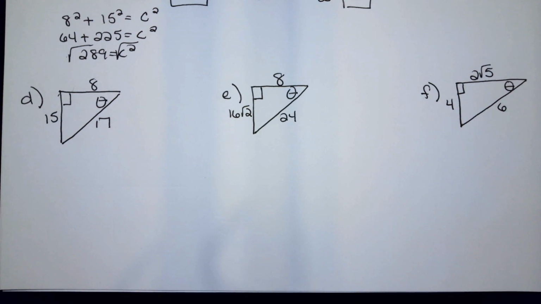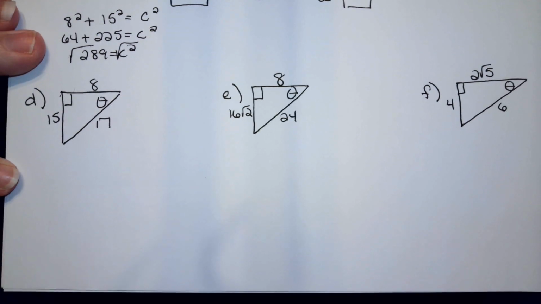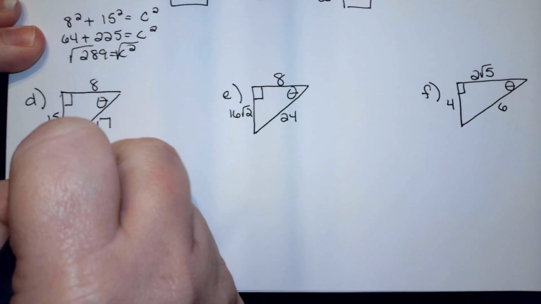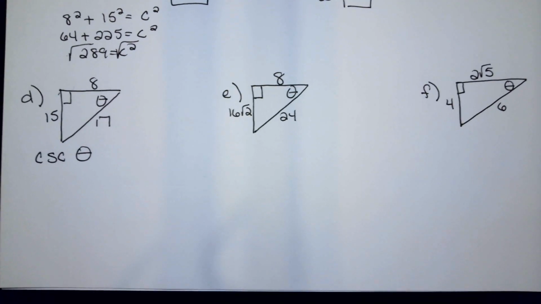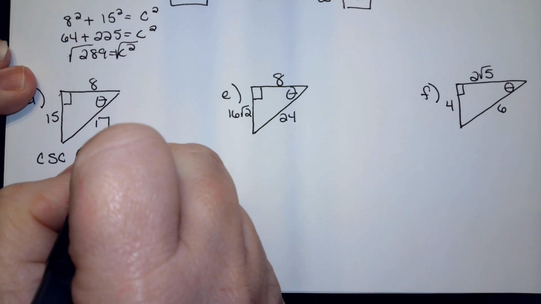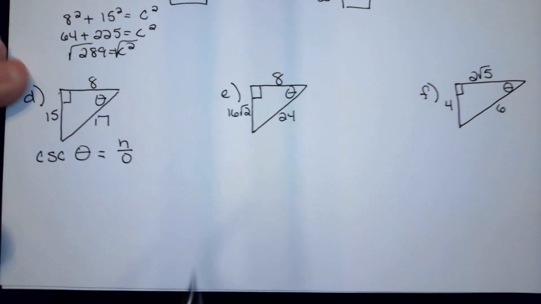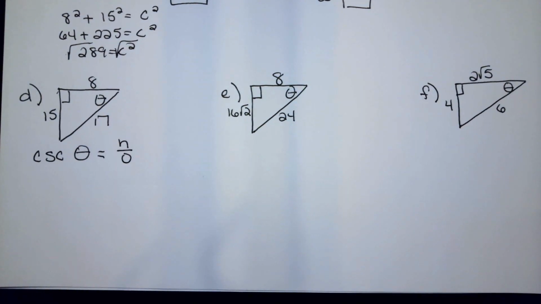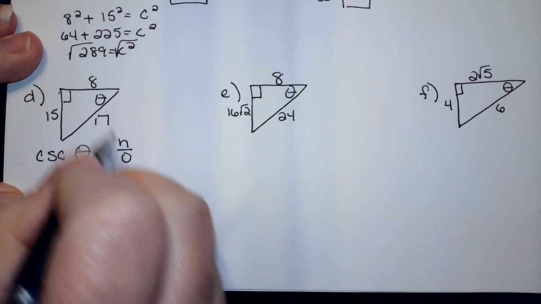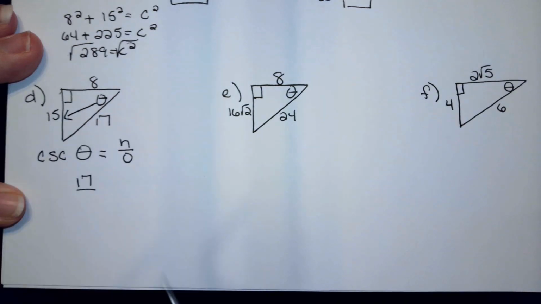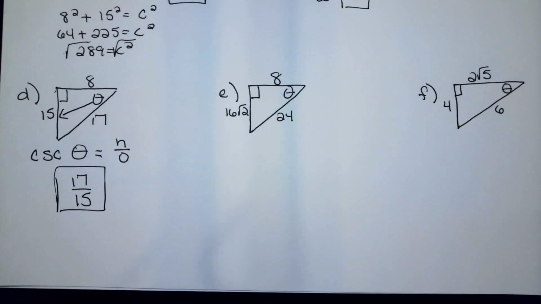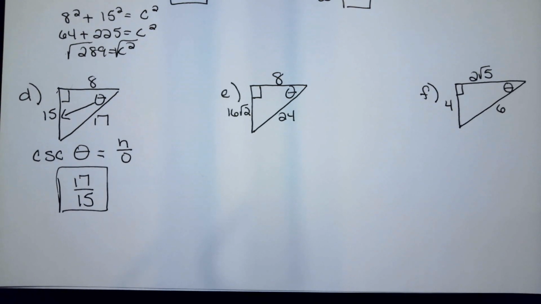All right, so let's come in here and look at these three problems. All right, let's say in D, they asked us to find the cosecant of theta. So cosecant is equal to the hypotenuse over the opposite. So here the hypotenuse is 17. Our opposite side, directly across from our angle, is the opposite. So we get over 15. So 17 over 15 is our answer for D.